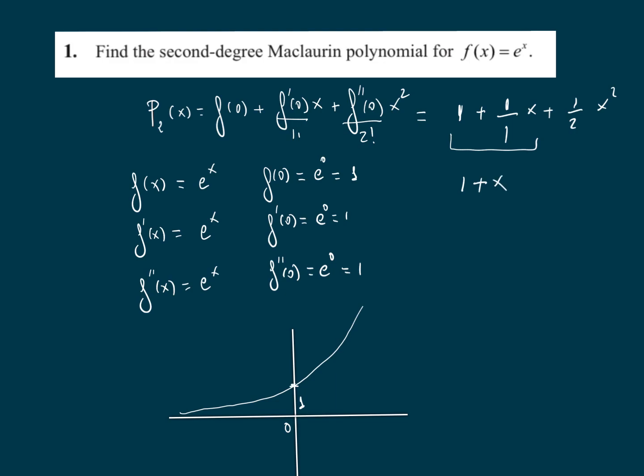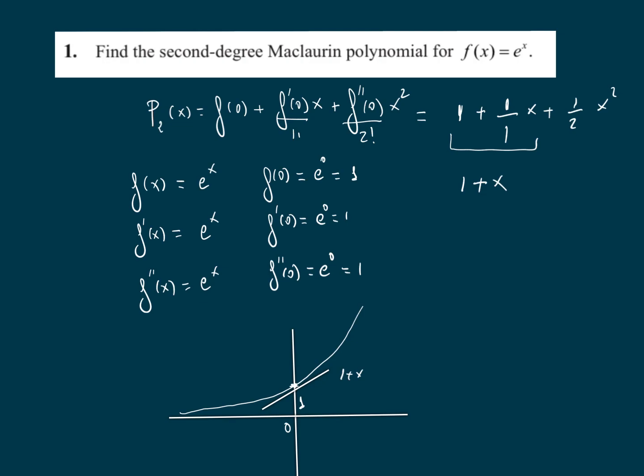Where is this rectilinear line? This rectilinear line is the tangent line. It's the tangent to the curve, to the function e to the x at x equals 0. This is the function 1 plus x.